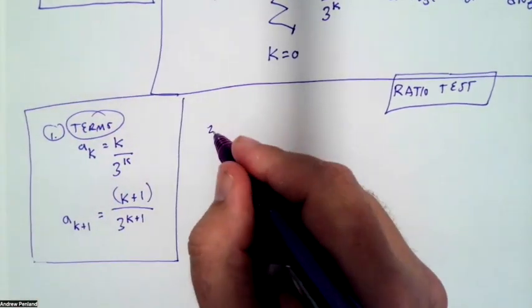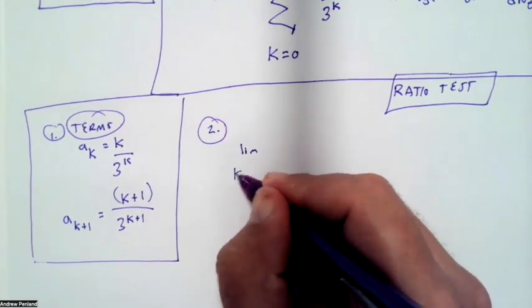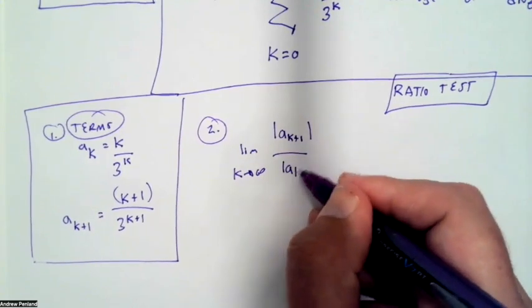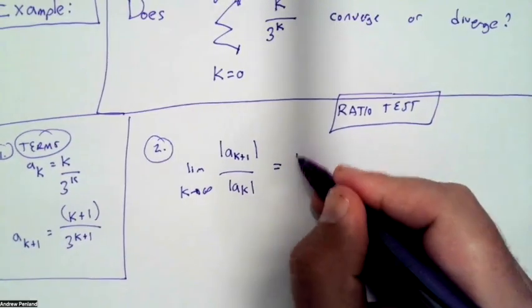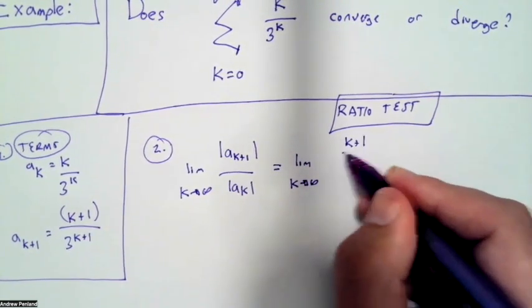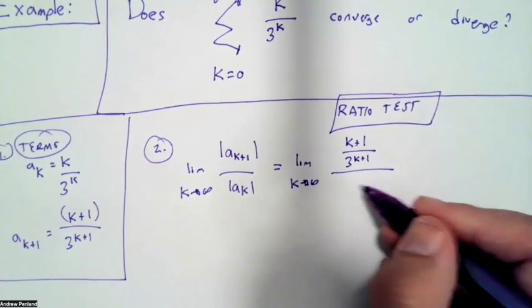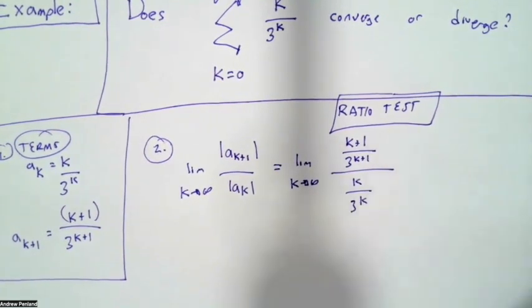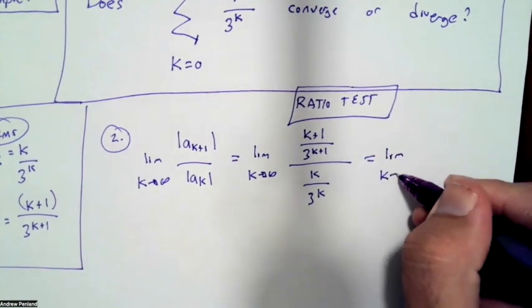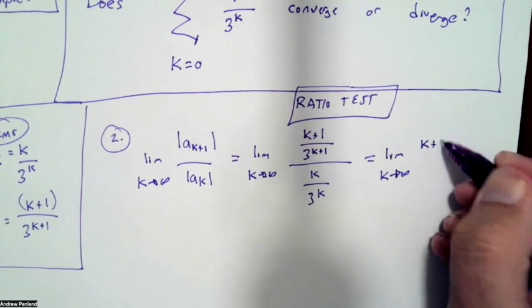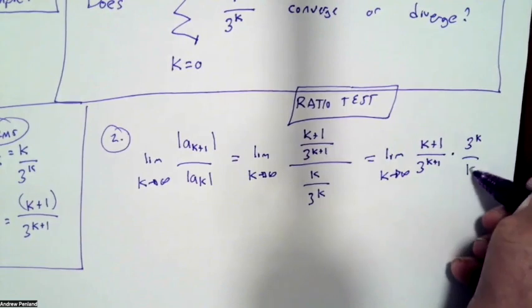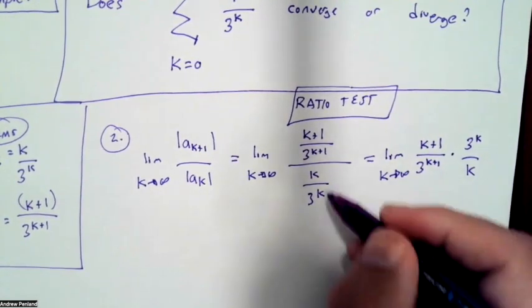After I've established my terms, now I'm going to look for the limit as k approaches infinity of the absolute value of a sub k plus 1 over the absolute value of a sub k, which will be the limit as k approaches infinity of k plus 1 over 3 to the k plus 1 all over k over 3 to the k. Now I'm going to use my algebra of fractions here, my keep change flip trick. I have the limit as k approaches infinity of k plus 1 over 3 to the k plus 1 times 3 to the k over k. Remember, I can flip this fraction and multiply when I'm doing this division.